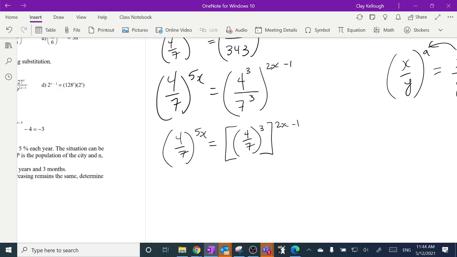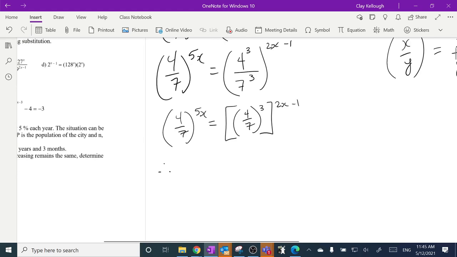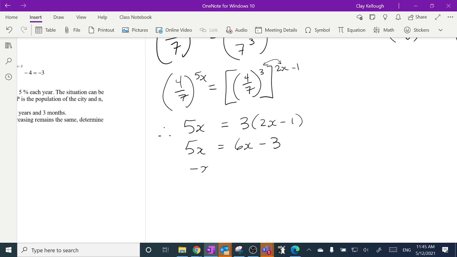Now that I have this base to that power and this base to that power, I can say, therefore, I can make the equation 5x is equal to 3 times 2x minus 1. And does everybody get why it's a times, right? Because when you take the power of a power, the exponent of an exponent, you multiply them together. Again, you learned that in grade 9. So 5x is equal to 6x minus 3, which means that negative x is equal to negative 3, which means that x is equal to 3.